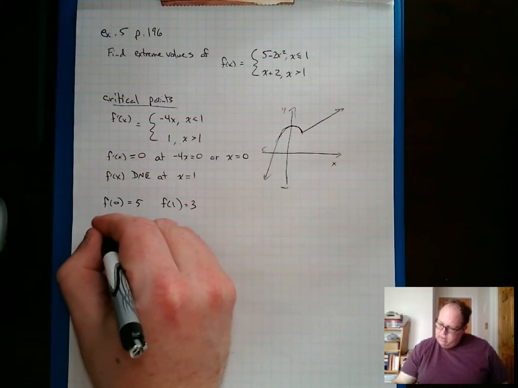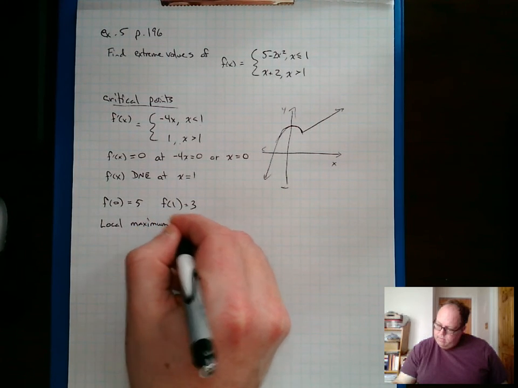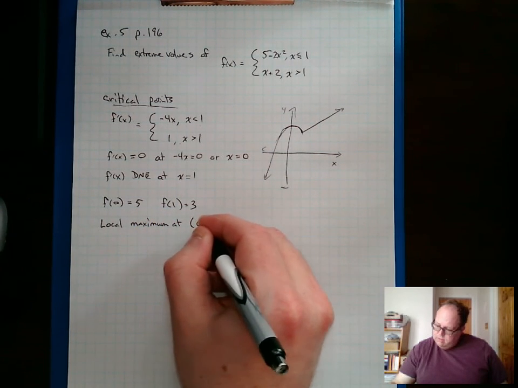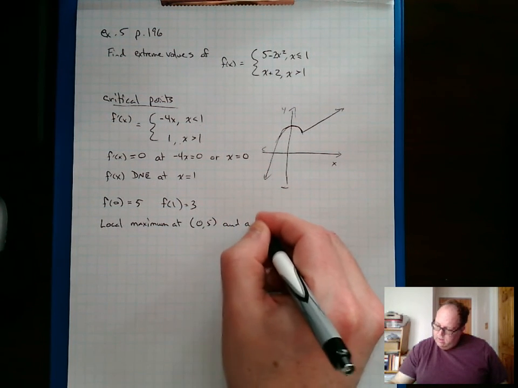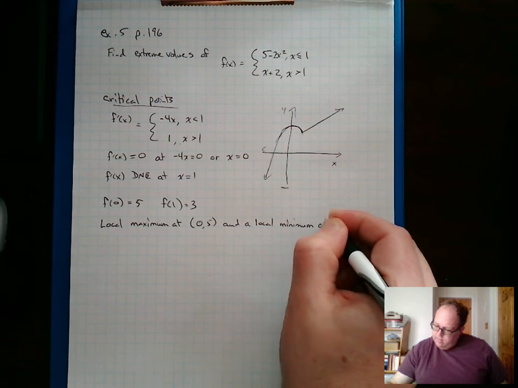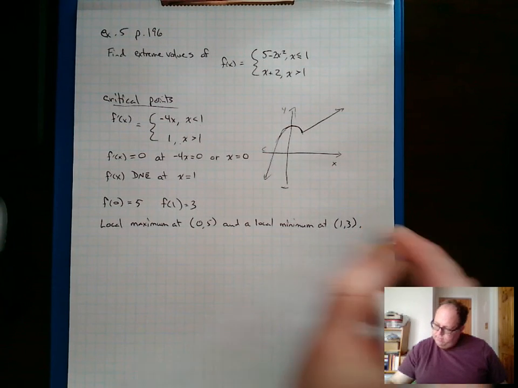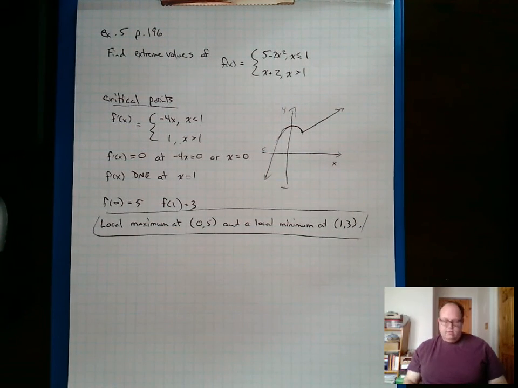So I have a local maximum at 0 and 5, and a local minimum at 1 and 3. Okay, that's about all I have to say about absolute values, or not absolute values. Extreme values of functions, maximum, minimum values.